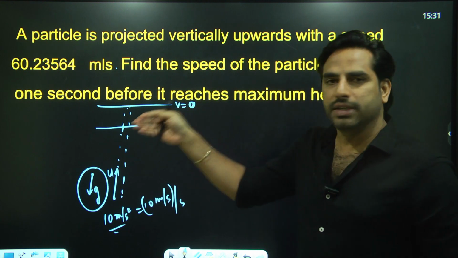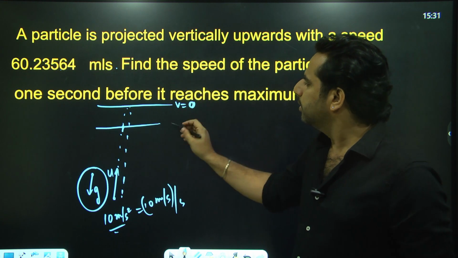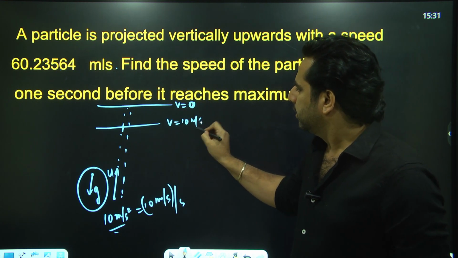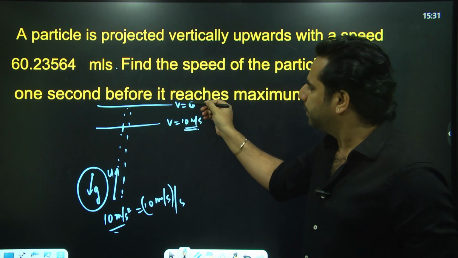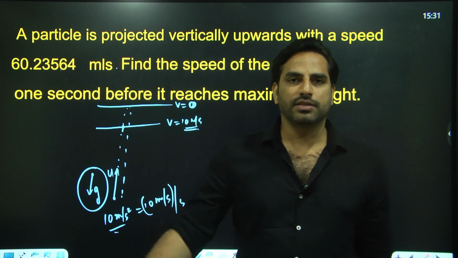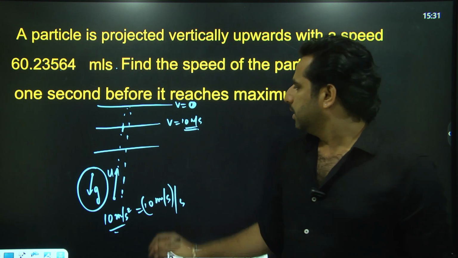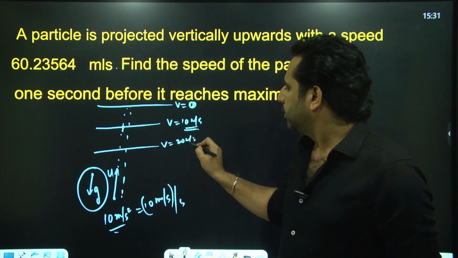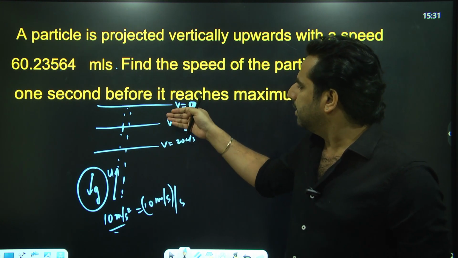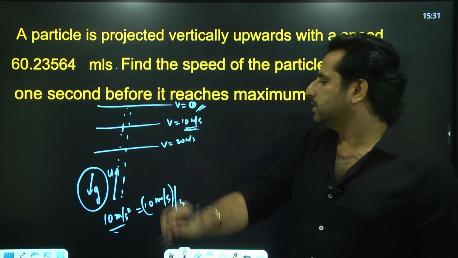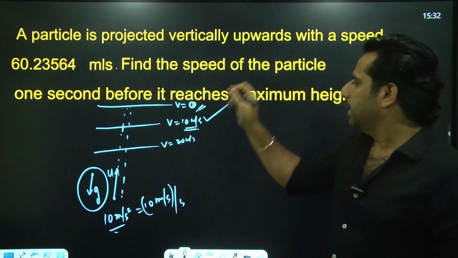So 1 second before reaching the maximum height, how much should be the velocity so that it decreases by 10 and becomes 0? Obviously, it should be 10 meter per second. Only when it is 10 meter per second, then 10 is subtracted from this and it becomes 0. As simple as this. If the question is, what is the speed of the particle 2 seconds before reaching the maximum height? The answer would be 20 meter per second. So 2 seconds before reaching maximum height, it is 20. So next second it becomes 10, next second it becomes 0. That is where it reaches maximum height. So less than 30 seconds, you can solve this question. Answer is 10 meter per second.